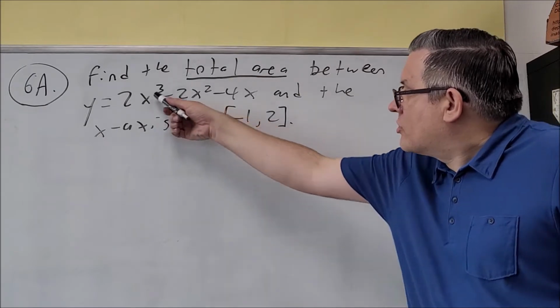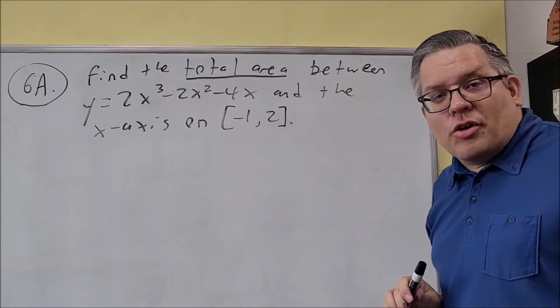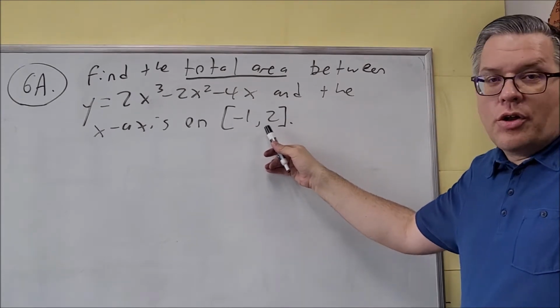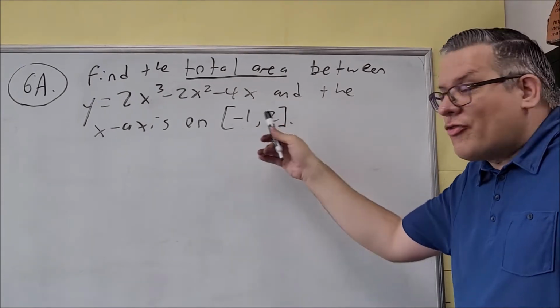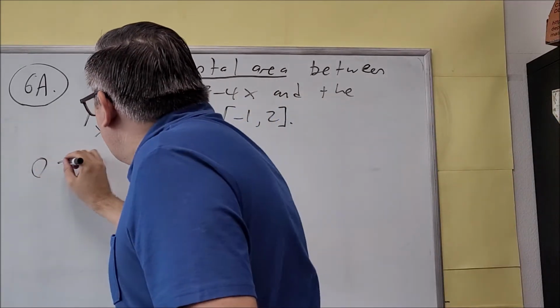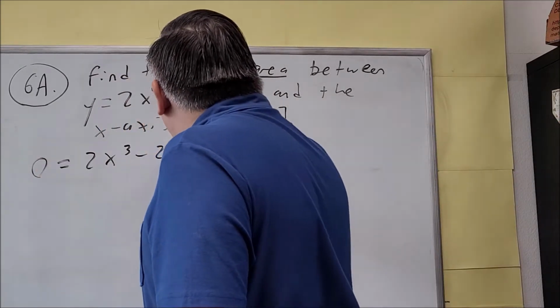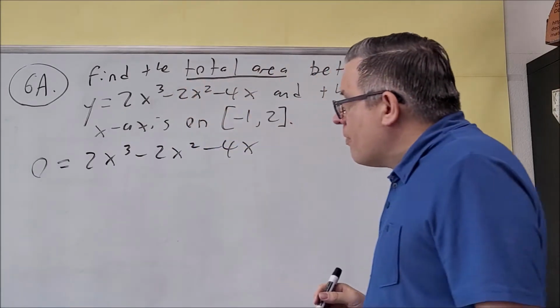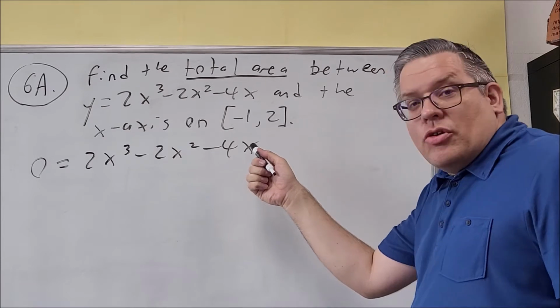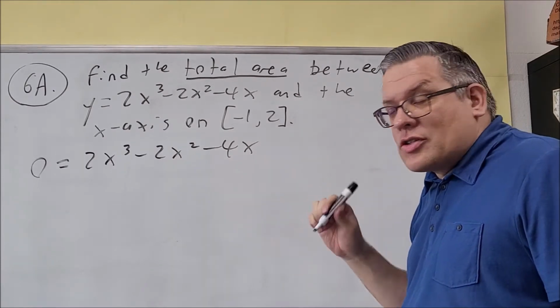We want to take this and set that equal to 0. And that's going to tell us what number we have to split this up at, because we'll get a number between -1 and 2. We just have to find out how to split that up. So we're going to do 0 equals 2x cubed minus 2x squared minus 4x. And then you're going to factor that. There is a 2 and an x that's a common factor, so let's factor that out.